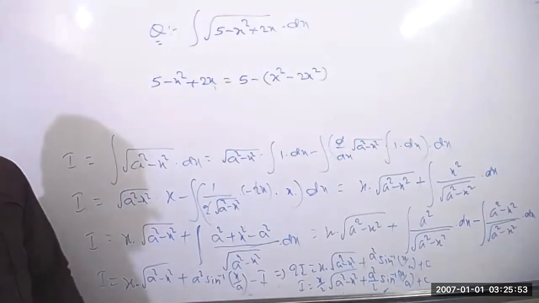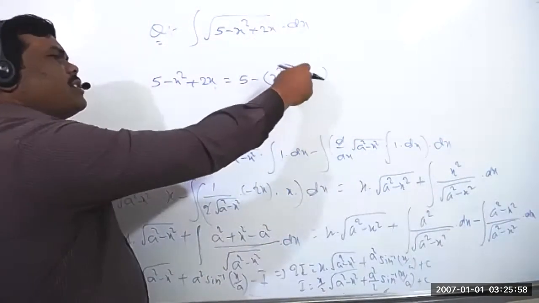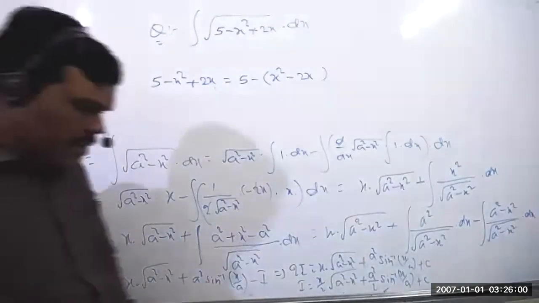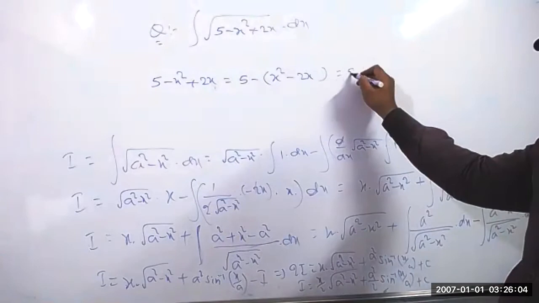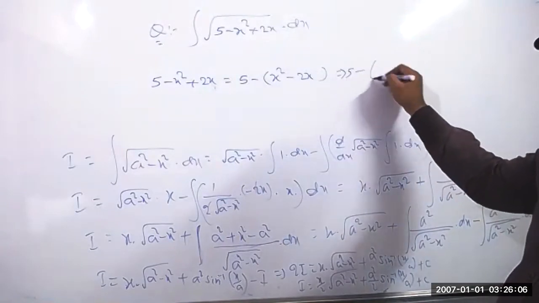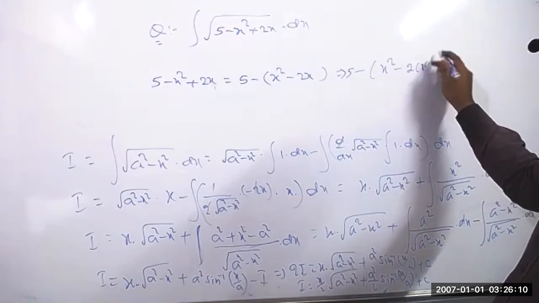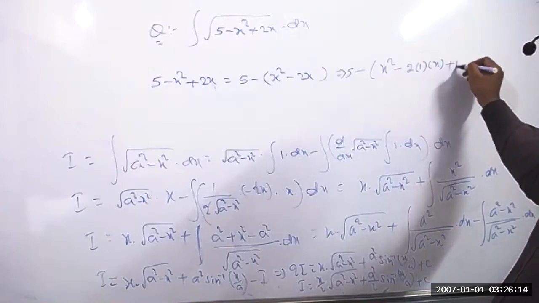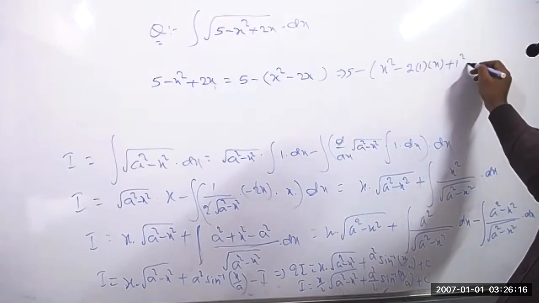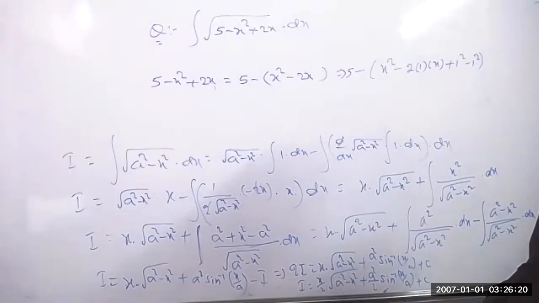5 minus of x square minus 2x. Apply the completing square method for this. I think you know very well that if you take the completing square method, clearly you will get this value. That implies 5 minus, x square minus 2ab, so 2 into 1 into x you can write, 2 into 1 into x plus 1 square. But anyhow plus 1 square is not there, so minus 1 square.